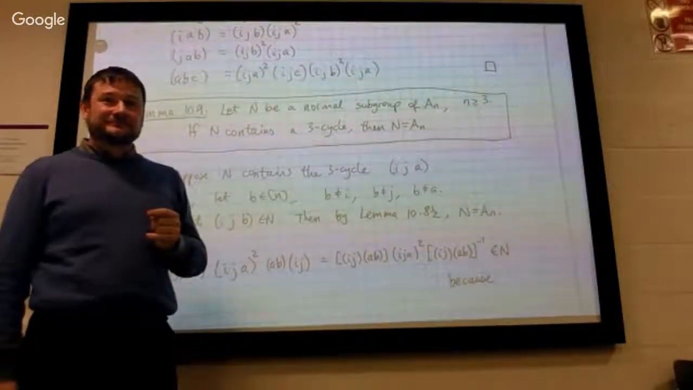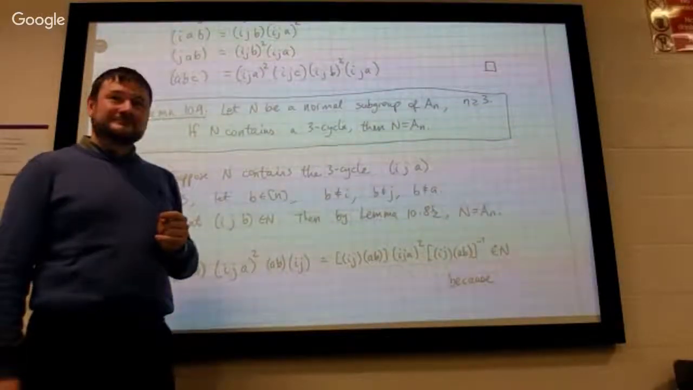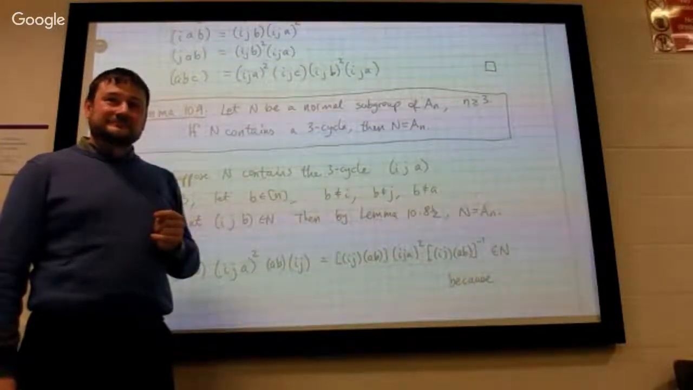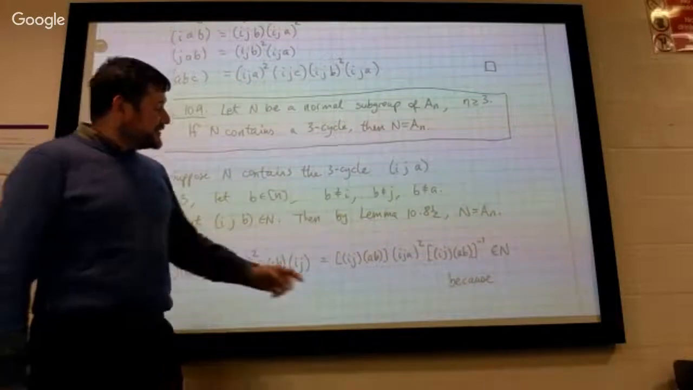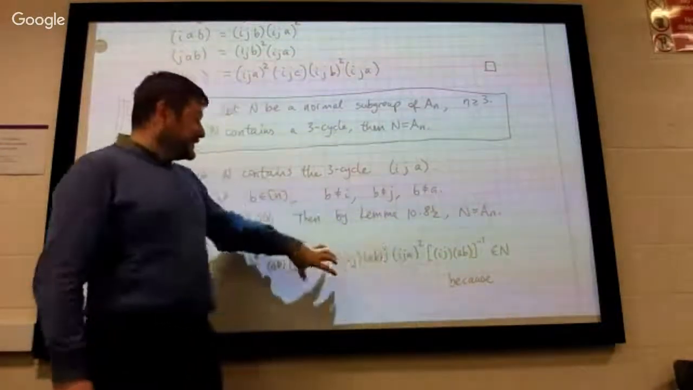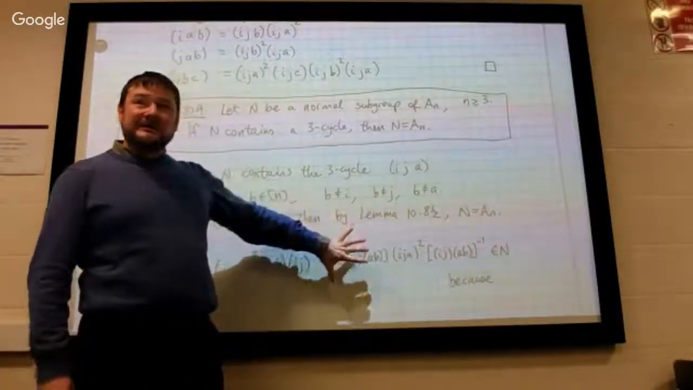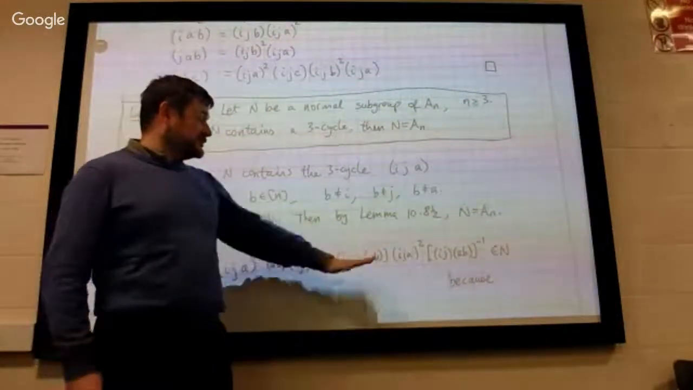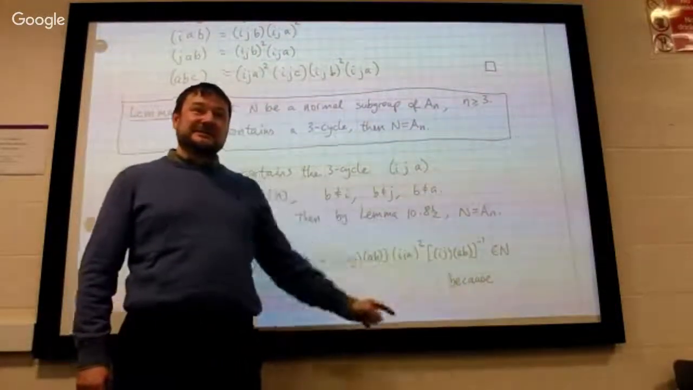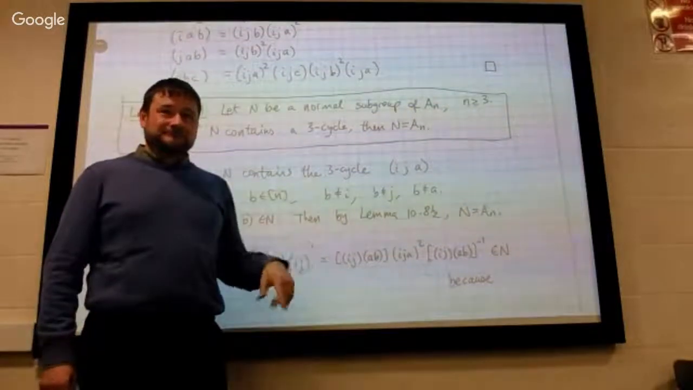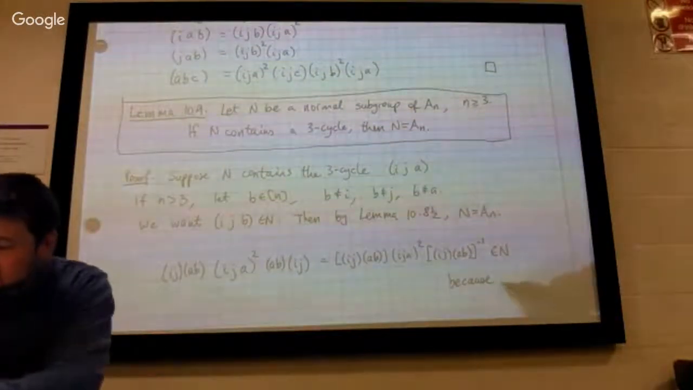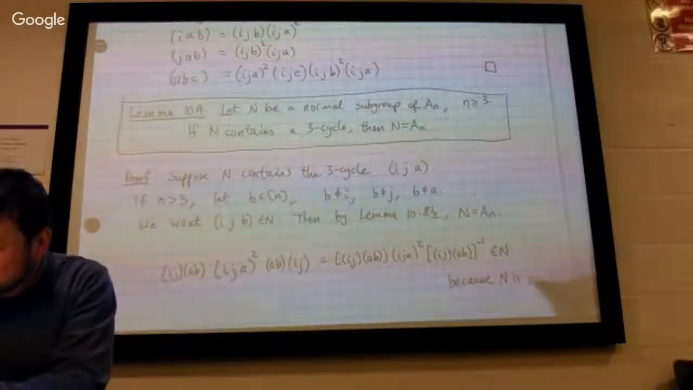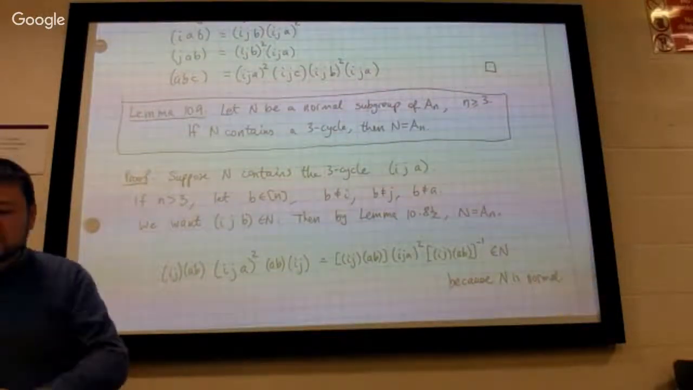A subgroup N is normal in G if for g in G, g n g inverse is in N. In other words, if you take an element of N and multiply it by any element of G from one side and its inverse from the other side, you get an element in N. And that is because N is normal. If N wasn't normal, you wouldn't get it.